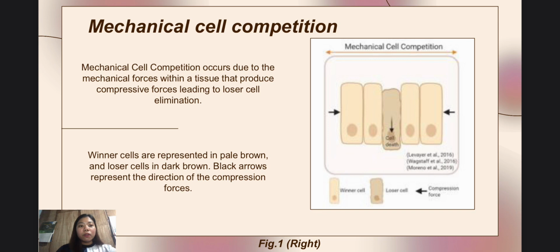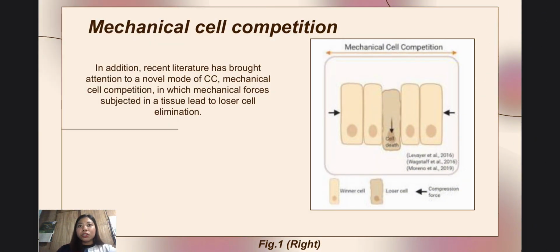For the second mode of cell competition, we have mechanical cell competition. Mechanical cell competition occurs due to mechanical forces within a tissue that produce compressive forces, leading to loser cell elimination. Winner cells are represented in pale brown and loser cells in dark brown. Black arrows represent the direction of the compression forces. In addition, recent literature has brought attention to a novel mode of CC, mechanical cell competition, in which mechanical forces in a tissue lead to loser cell elimination.